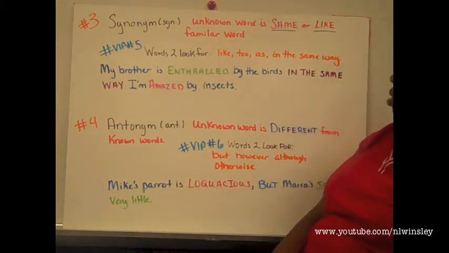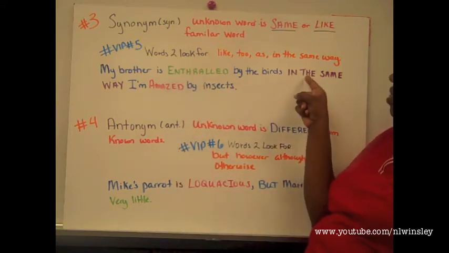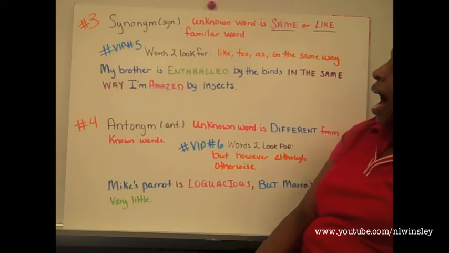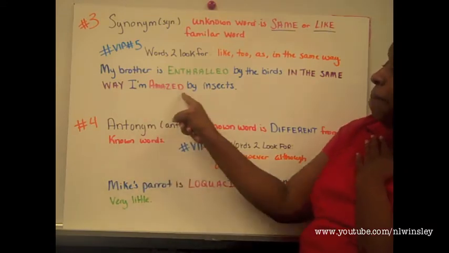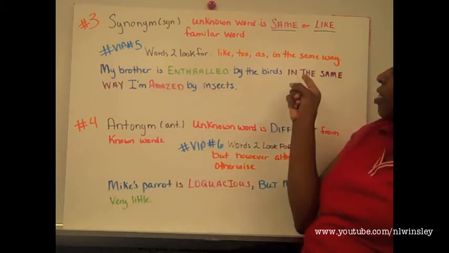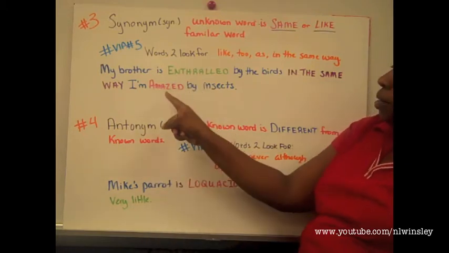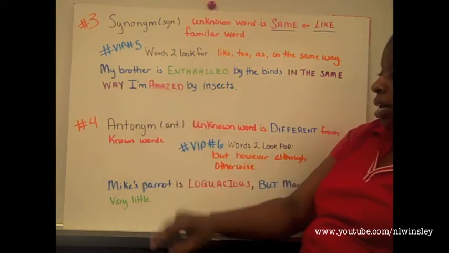For example, my brother is enthralled by the birds in the same way I'm amazed by insects. So I am amazed by insects. My brother is enthralled. He's the same way I am. Therefore, enthralled means to be amazed.